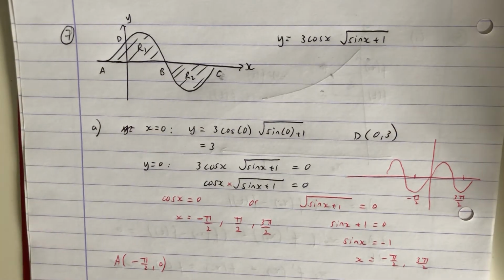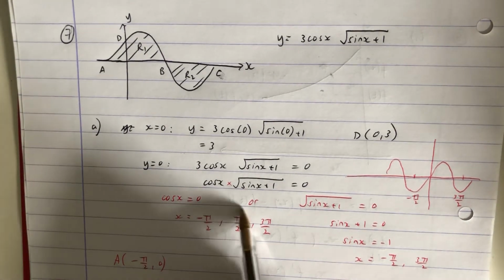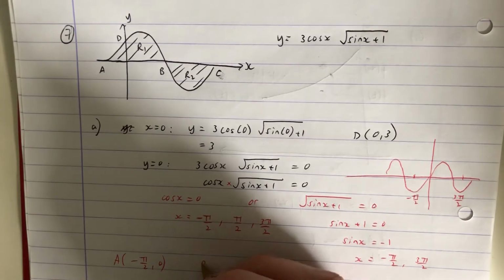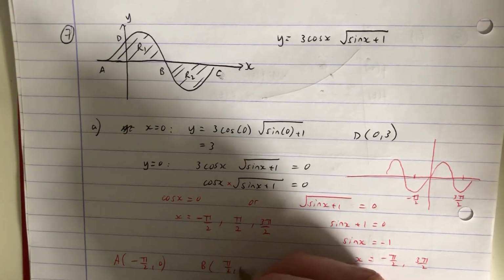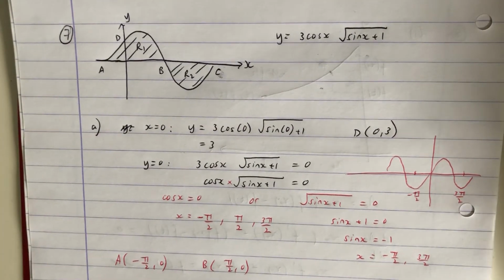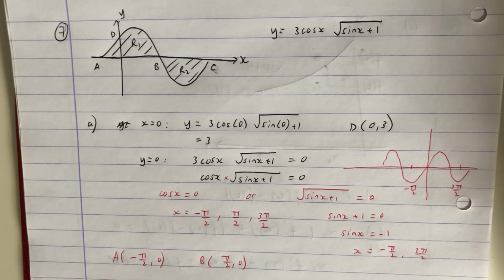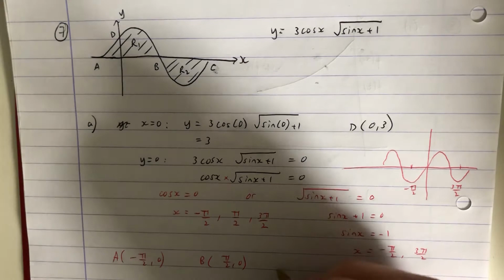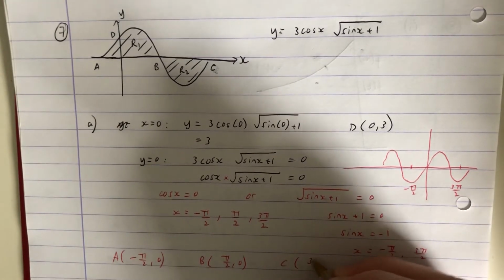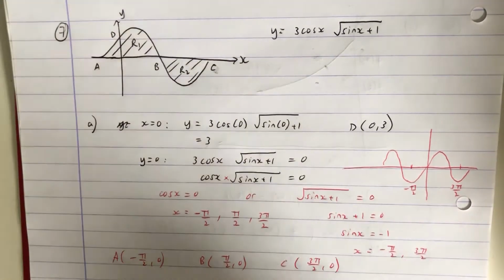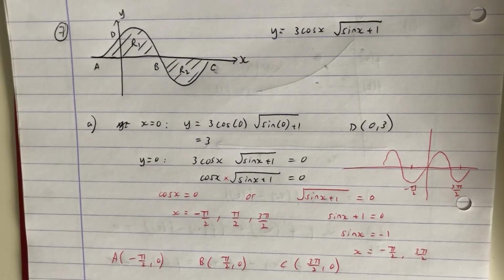The smallest positive value is this one, which is pi by 2, so B would have to be pi by 2, 0. And then the next smallest positive x value is 3 pi by 2. So C would be 3 pi by 2, 0. And that would be it for part A.